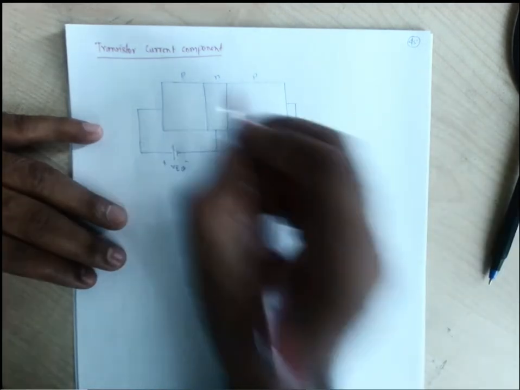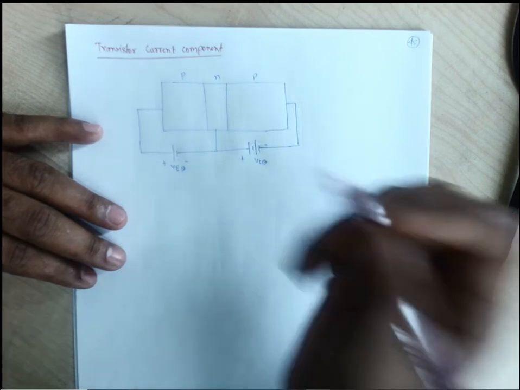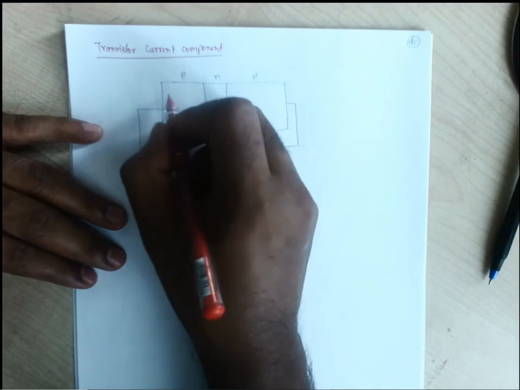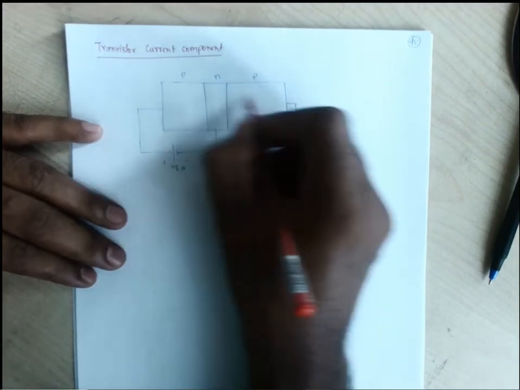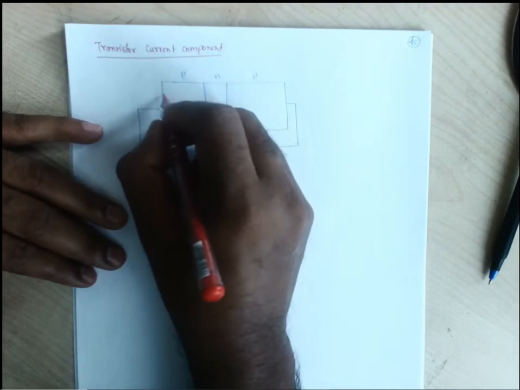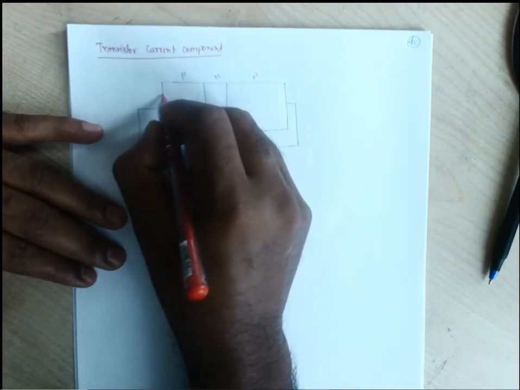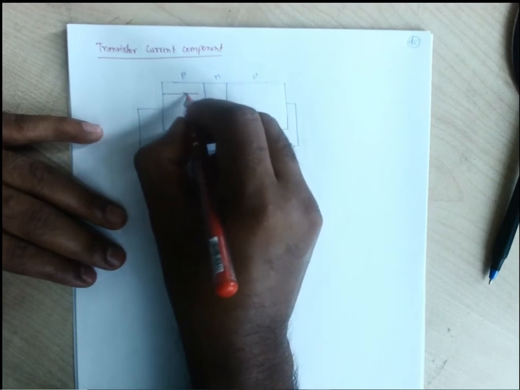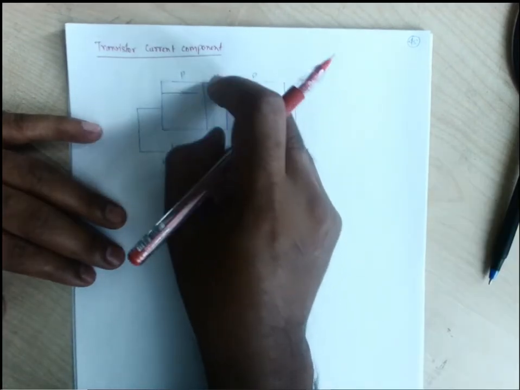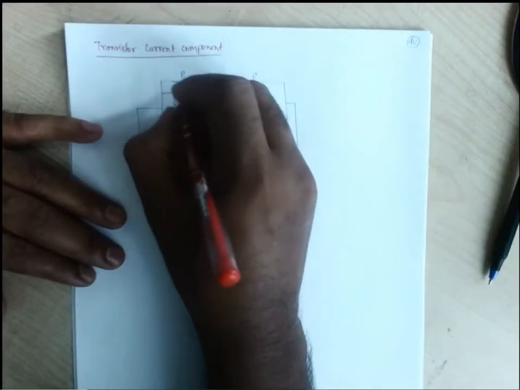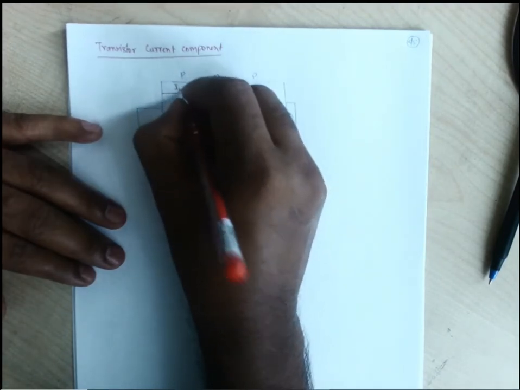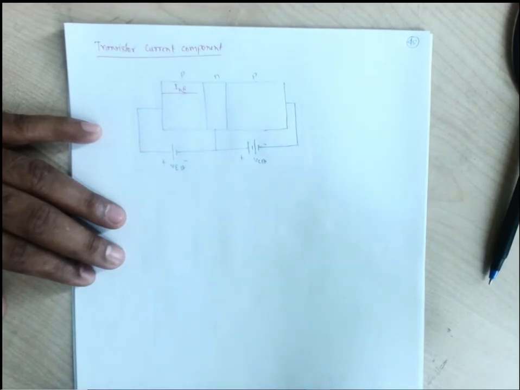So in this P region, as it is heavily doped, the majority charge carriers are the holes. So the holes will move towards this direction, in the same direction like this. So this is the hole movement due to the forward bias. I am not drawing the depleted region. So this is the current due to the holes in the emitter region.